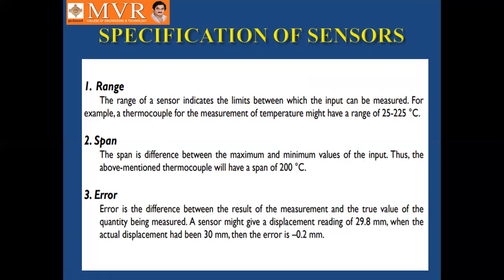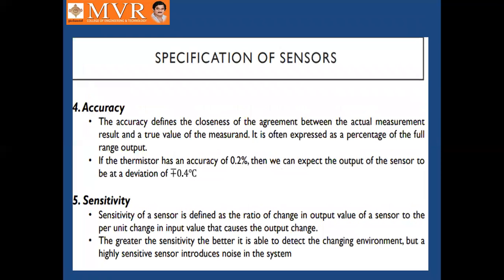The error is the difference between the result of measurement and the true value of the quantity being measured. For example, a sensor might give you a displacement reading of 29.8 mm when the actual displacement is 30 mm. So what is the error between the actual displacement and the measured displacement? It will be minus 0.2 mm. This is the error, the difference between actual and measured.